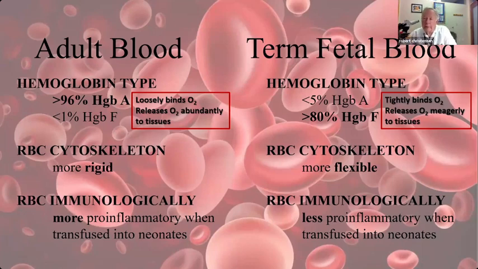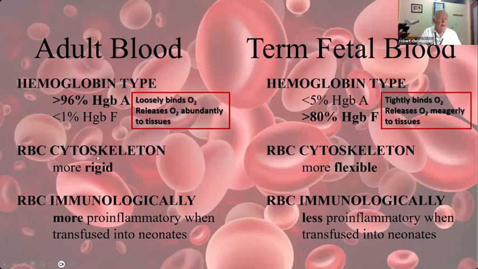Adult hemoglobin releases oxygen to those tissues much more abundantly than does fetal hemoglobin, which binds it and releases oxygen in a more sparing fashion to the fetal tissues. And it could be that some of the disorders of our extremely low birth weight neonates, like retinopathy of prematurity and BPD, are oxygen toxicity issues, in part perhaps related to the fact that they're full of adult hemoglobin, which is giving their lungs and their eyes more oxygen than it really should have.